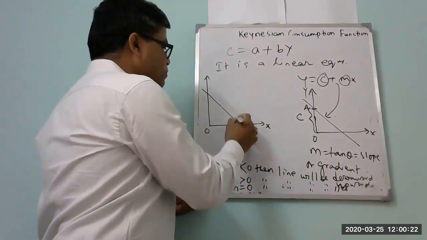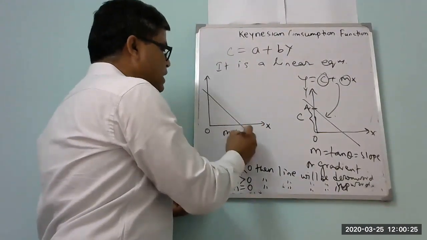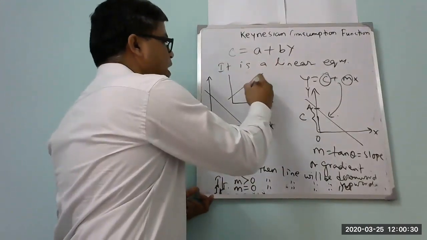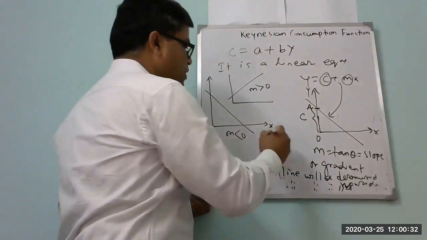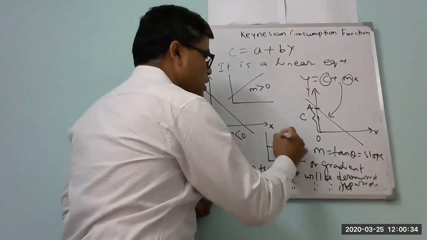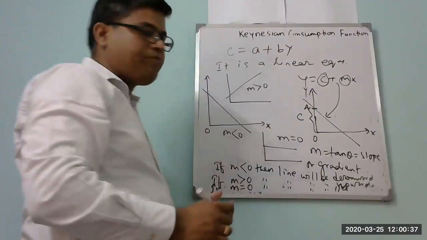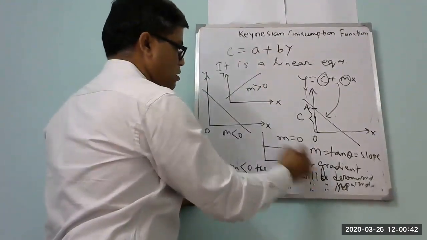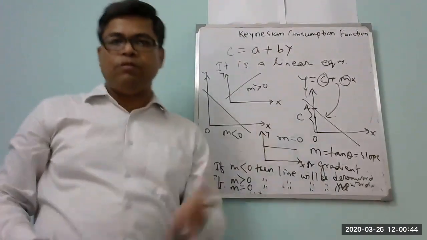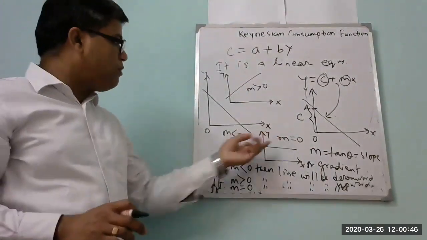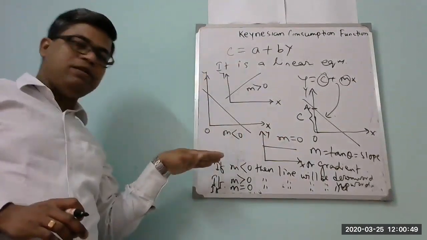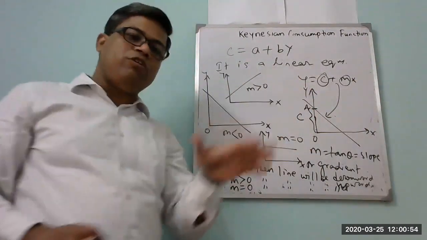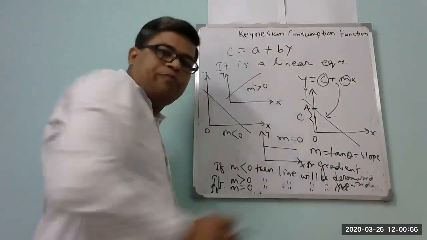Suppose if I draw like this, in this case M is negative. If I draw like this, in this case M is positive. If I draw like this, in this case M equal to 0. So the slope of the line determines whether the line will be downward, upward, or parallel to the horizontal axis.